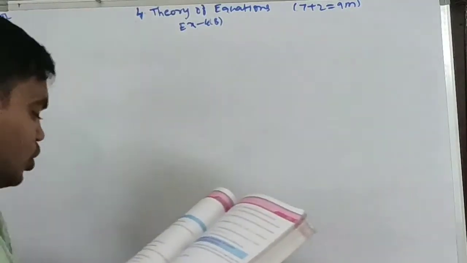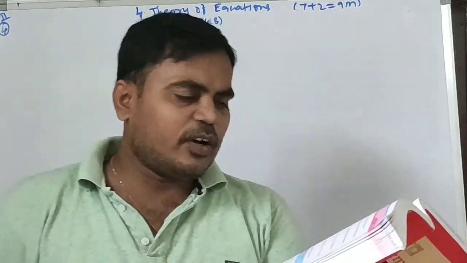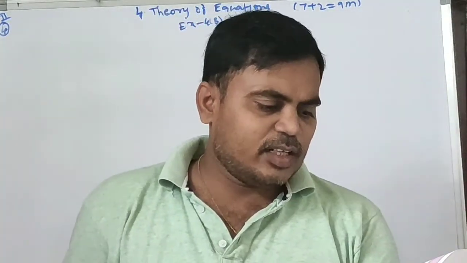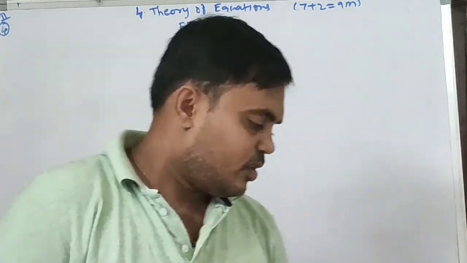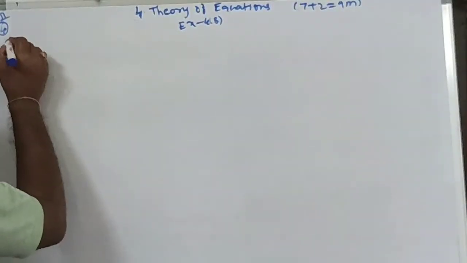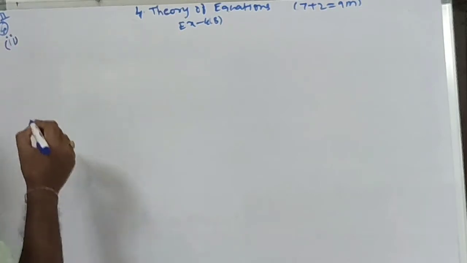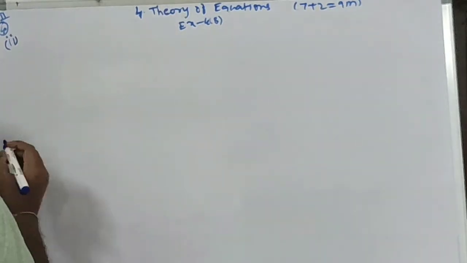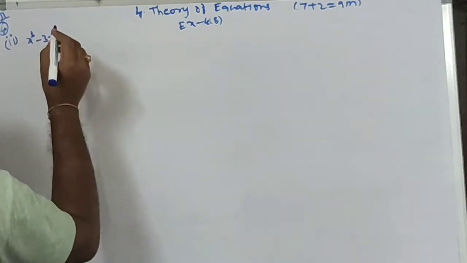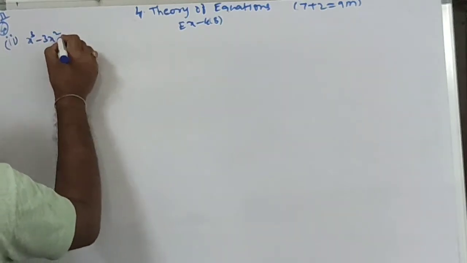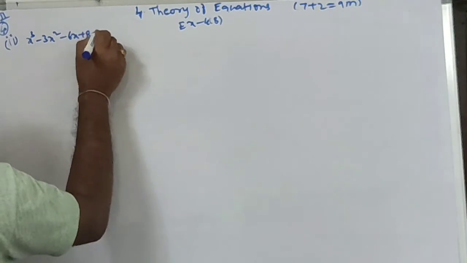Second bit, fourth question. Solve the following equations given that roots of each are in AP. So fourth, I will do second first, the first one we will discuss later. So x cube minus 3x square minus 6x plus 8 equal to 0. So this is equation number 1.